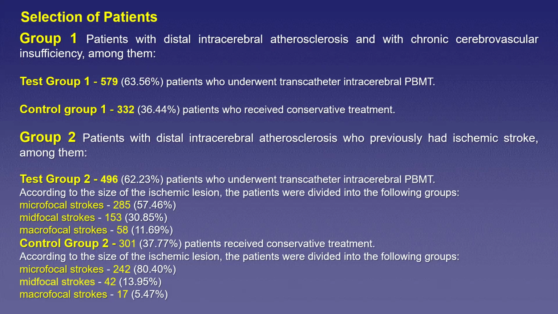Among them, there were 3 parts to the test group. The patients who underwent TPBM, according to the size of the ischemic lesions, were divided into the following 3 groups: microfocal strokes, midfocal strokes, and macrofocal strokes. You can see the numbers there. And the control group were patients who received just the conservative treatment. And according to the size of the ischemic lesion, the patients were divided into the same type of groups: microfocal strokes, midfocal strokes, and macrofocal strokes. And you can see the numbers on the page. Next slide.